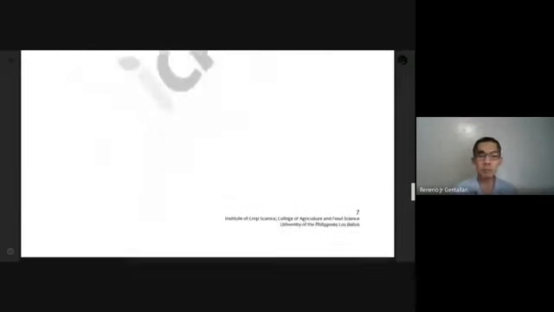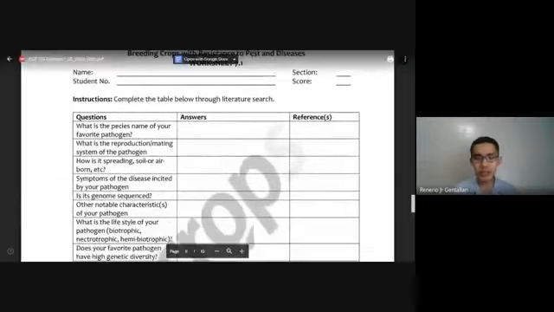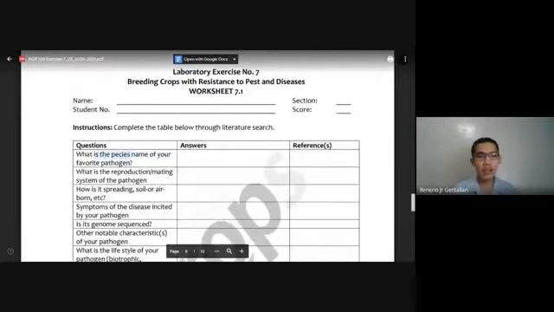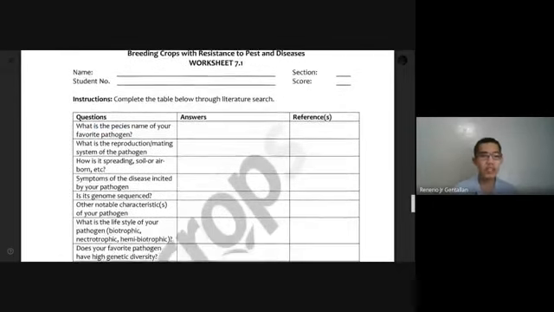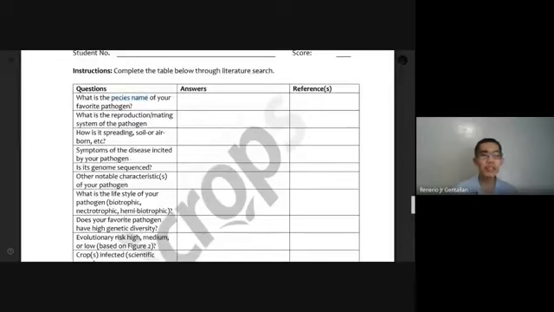Okay, so here is worksheet 7.1, which has some questions, for a total of 56 points. So what is the name of the pathogen? You need to answer with a species name. This is a species name.